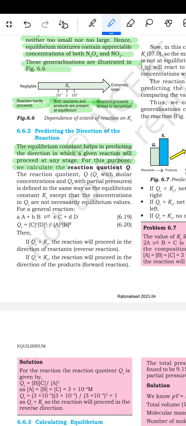For this purpose, we calculate the reaction coefficient Q. The reaction coefficient Q, Qc with the molar concentration and Qp with the partial pressure, is defined in the same way as the equilibrium constant Kc, except that the concentrations in the Qc are not necessarily equilibrium values. For a general reaction aA + bB ⇌ cC + dD, Qc equal to [C]^c [D]^d over [A]^a [B]^b. Then if Qc is greater than Kc, the reaction will proceed in the backward direction. ठीक है. और if Qc is less than Kc, the reaction will proceed in the forward direction.